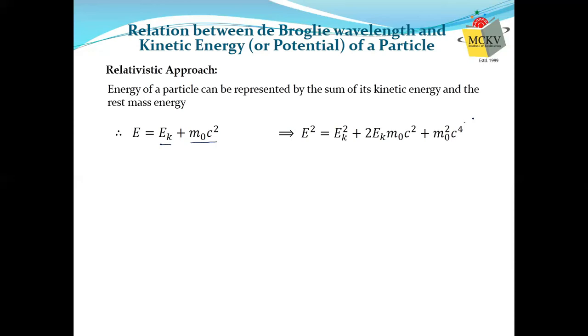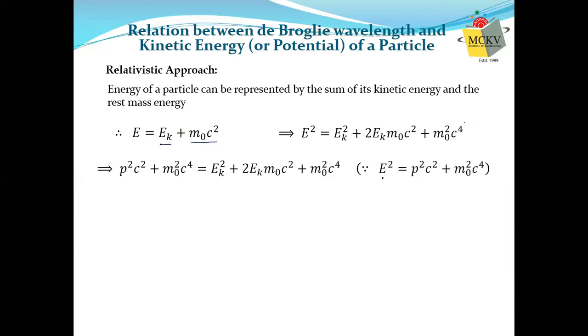Again, from relativistic mechanics, we know that total energy E can be written in terms of momentum and rest mass m naught by E square equals P square C square plus m naught square C to the 4. So instead of E square, if we write the value in terms of momentum and m naught, then the left hand side can be written in this way. Therefore, these two terms cancel out, leaving Pc equal to root over this quantity.